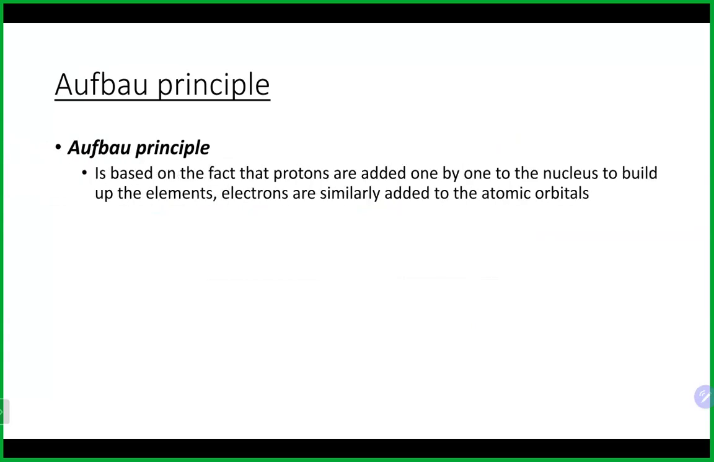Now, the Aufbau principle is the idea that protons are added to the nucleus one at a time, and so are electrons. They're added not to the nucleus, obviously, they're added to the different orbitals from lowest energy level to highest, one at a time to those atomic orbitals.